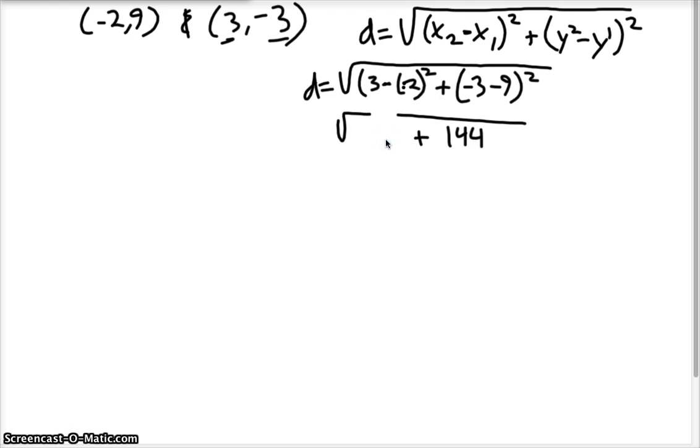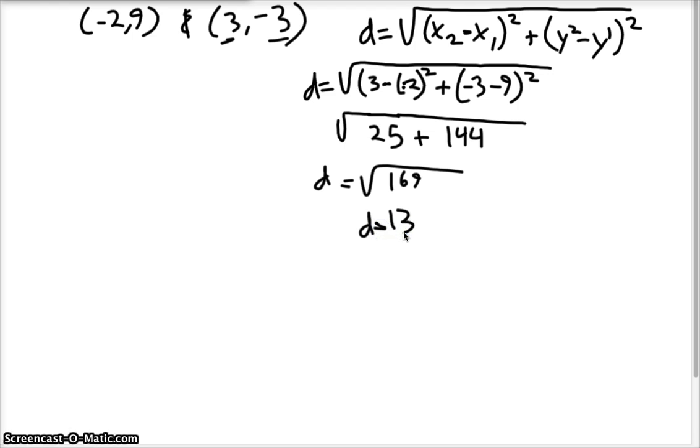And 5 squared, 5 times 5, is 25. So 25 plus 144. Remember, we still have our square root. So now we're dealing with 169, the square root of 169, and that is an even 13. Remember, this is all equaling d. So d equals 13.